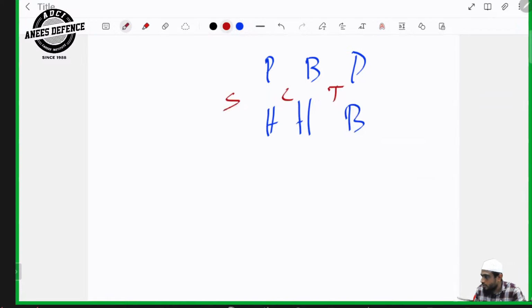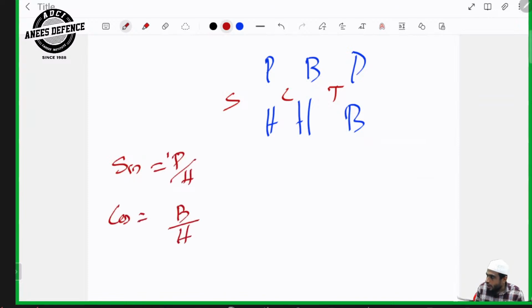Sin cos tan. What is sin? Sin is perpendicular upon hypotenuse. What is cos? Base upon hypotenuse. What is tan? Perpendicular upon base.